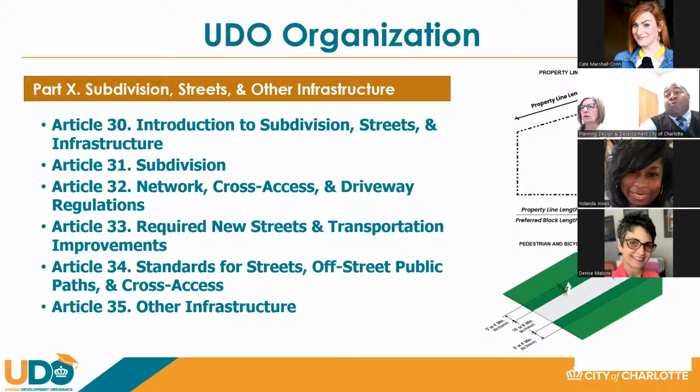And then Article 34 gets into the standards for streets, any off-street public paths and cross access. Those standards basically tell you how those would have to be designed and what's required for those and what is necessary for your use when you're going through here. And then Article 35 is basically other infrastructure. It's the miscellaneous like bus stops, utility easements, things like that.